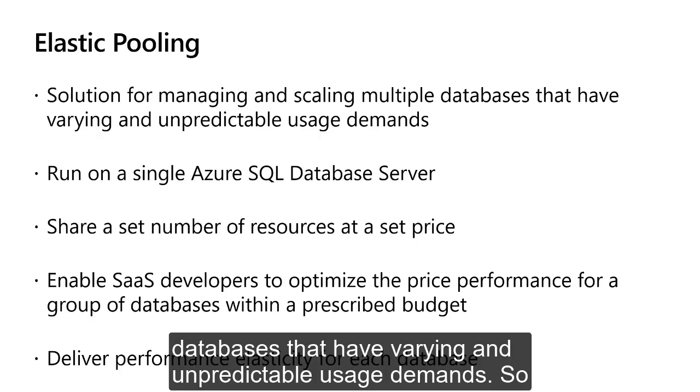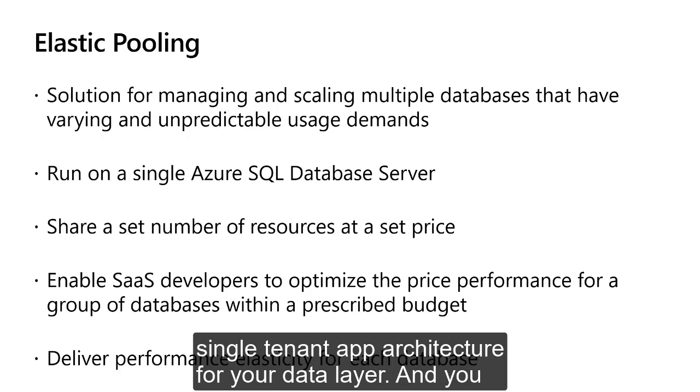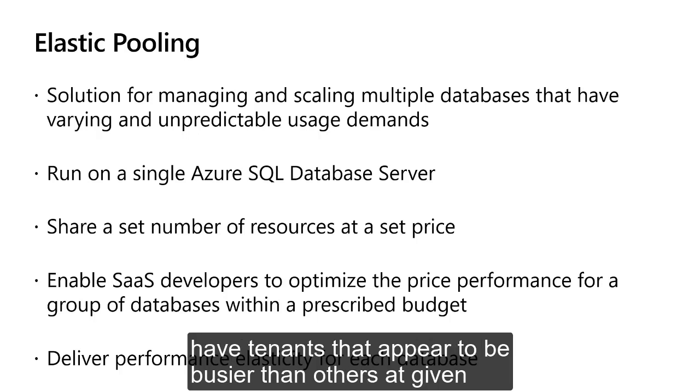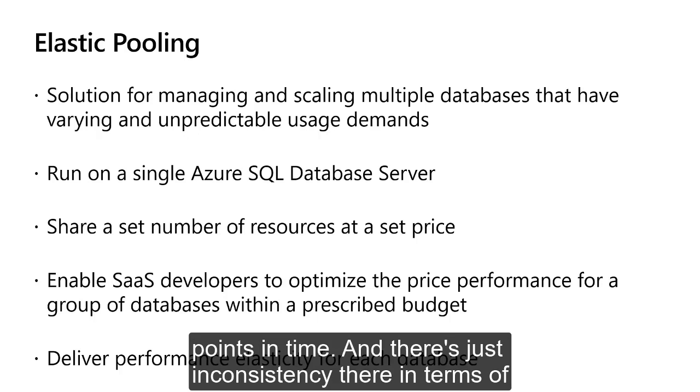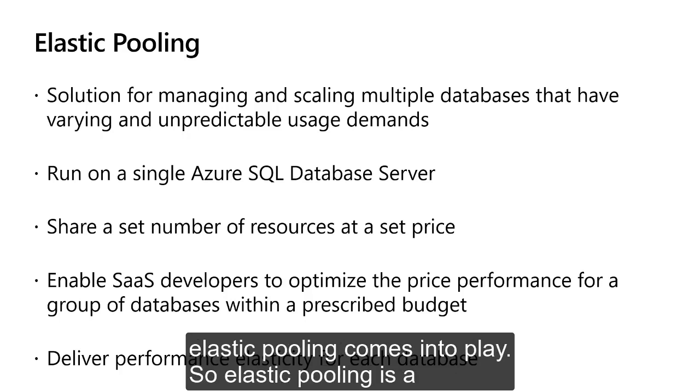So let's say that you went with the single tenant database and single tenant app architecture for your data layer, and you have tenants that appear to be busier than others at given points in time, and there's just inconsistency there in terms of the amount of transactions that are existing. That's where elastic pooling comes into play.